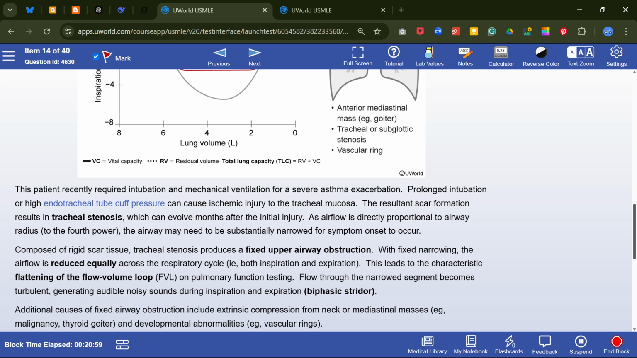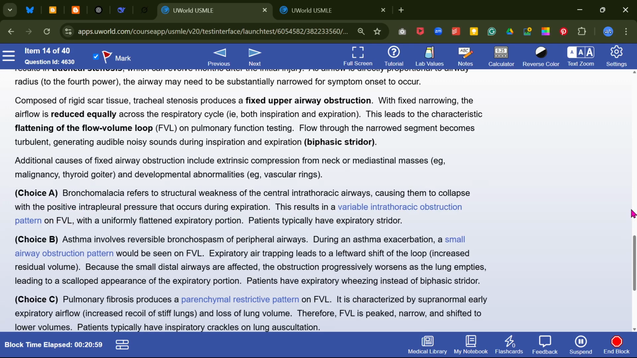This leads to characteristic flattening of the flow volume loop on pulmonary function testing. Flow through the narrowed segment becomes turbulent, generally audible as noisy sounds during inspiration and expiration, biphasic stridor. Additional fixed airway obstructions include extrinsic compression from neck or mediastinal masses, malignancy, thyroid disorder, and developmental abnormalities.